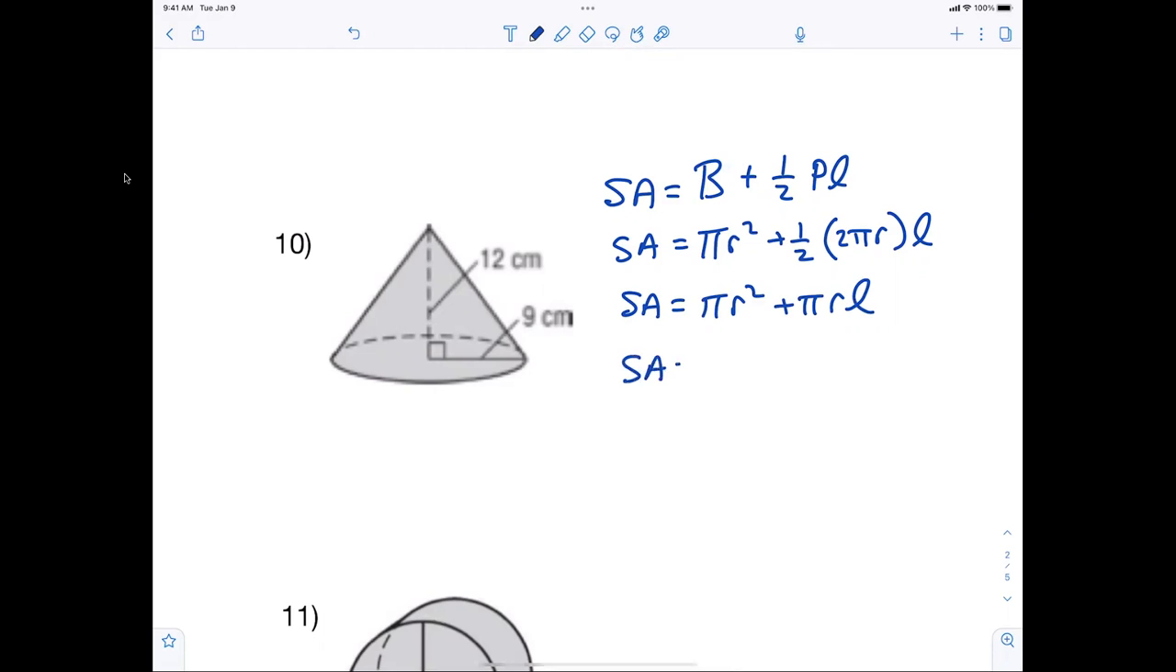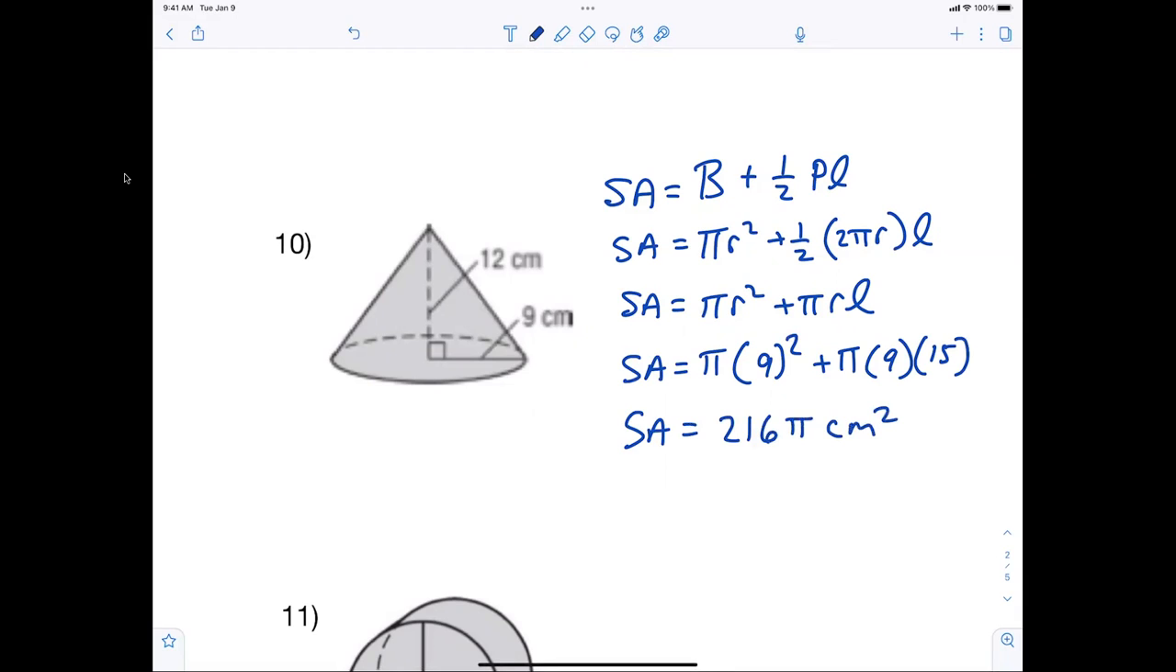And so now my surface area is equal to, what's the radius? And somebody help me out with the slant height. 50. Anybody have any issues with that? So everybody should be able to quickly do the mental math. 135 plus 81 is what? 216 pi centimeters squared. Anybody else get 216?